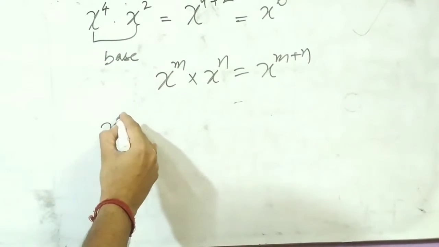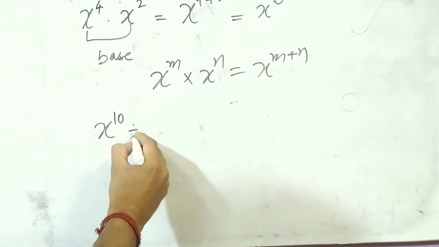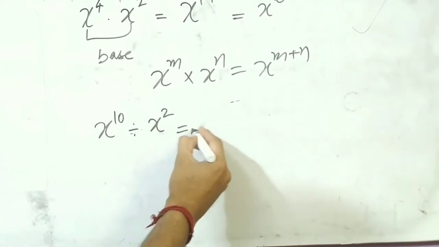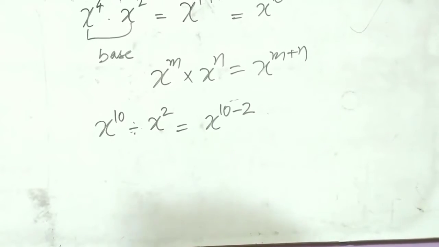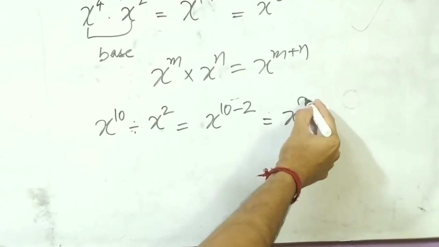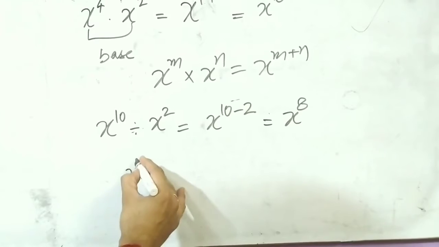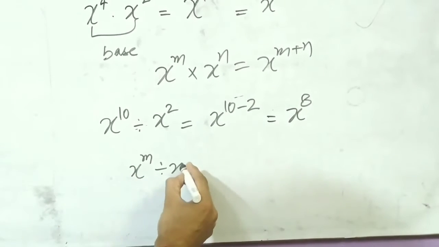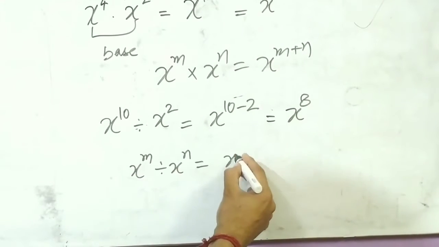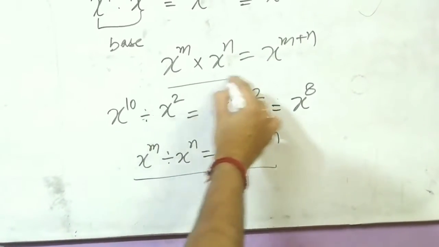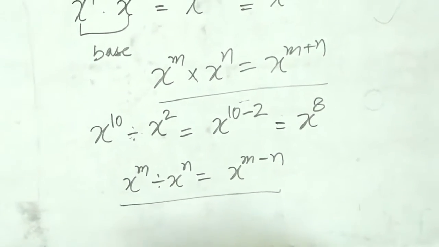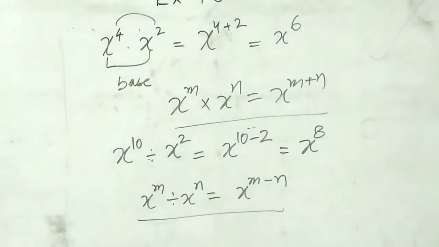Similarly, suppose x to the power 10 divided by x to the power 2, then what you have to do? You have to subtract the powers, then you will get x to the power 8. Another way you can write down: x to the power m divided by x to the power n is x to the power m minus n. So these two formulas you can cram and use wherever you like.